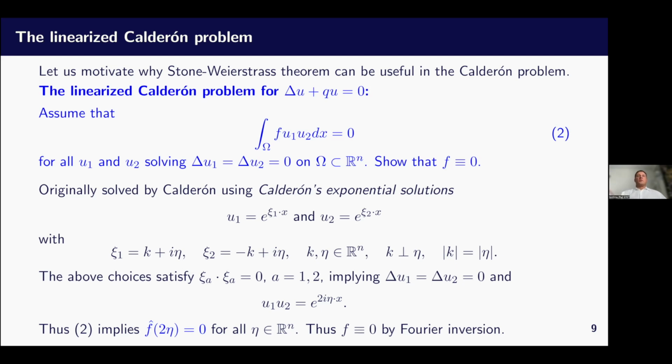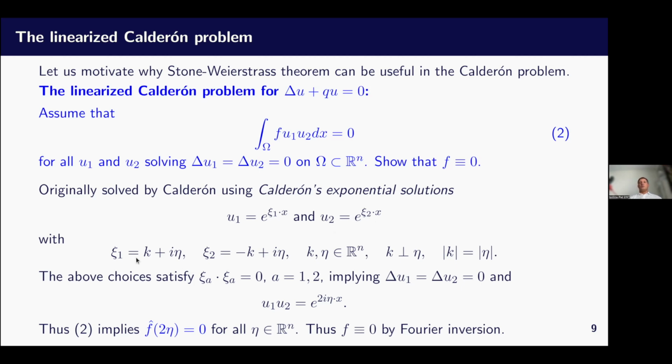So this problem was originally solved by Calderon himself. And he used what are nowadays called Calderon's exponential solutions. And the solution is pretty simple. So Calderon's exponential solutions are given here. So u1 is e to the power xi1 dot x and u2 is e to the power xi2 dot x.